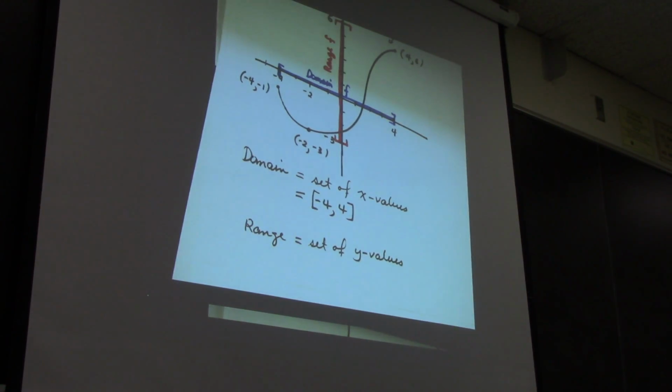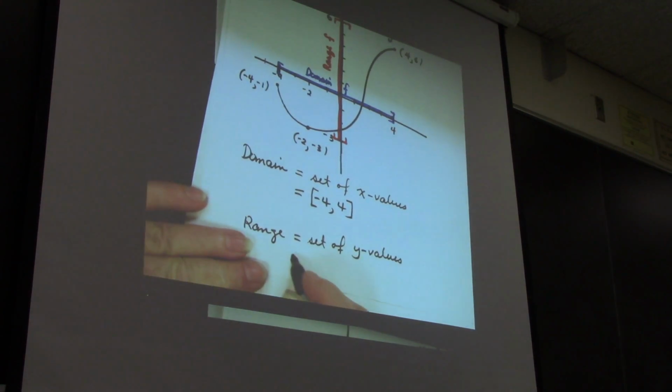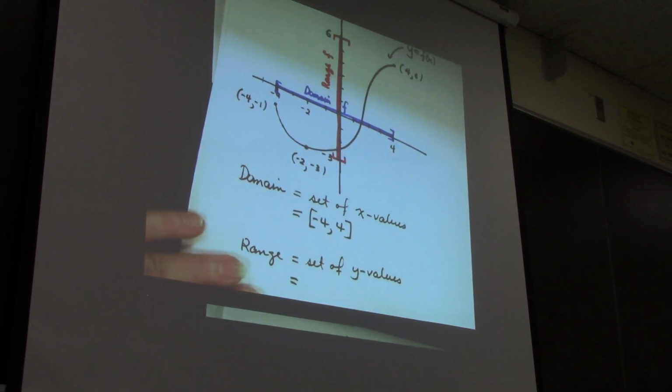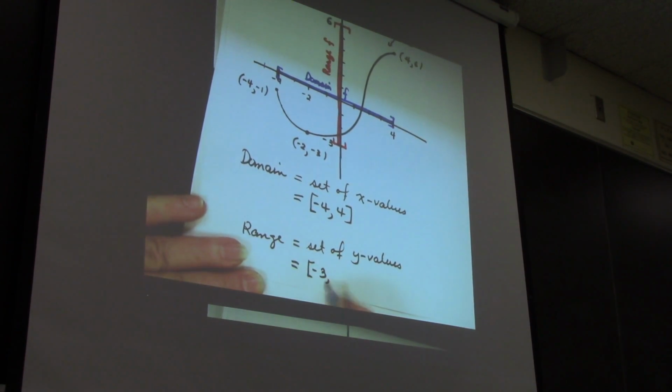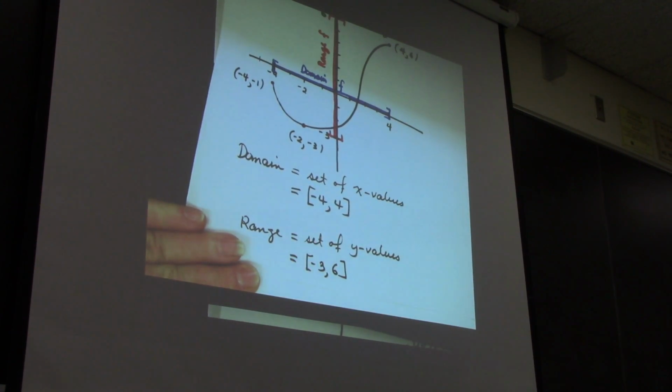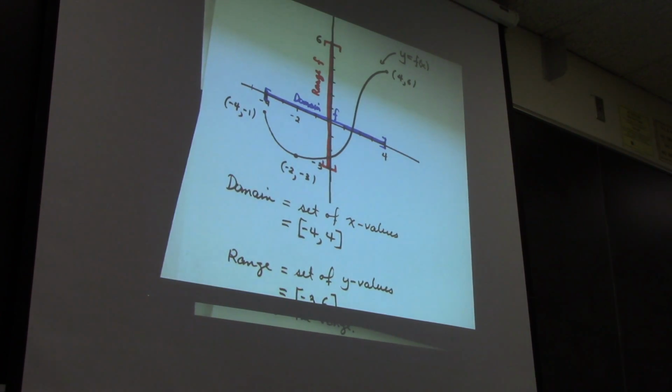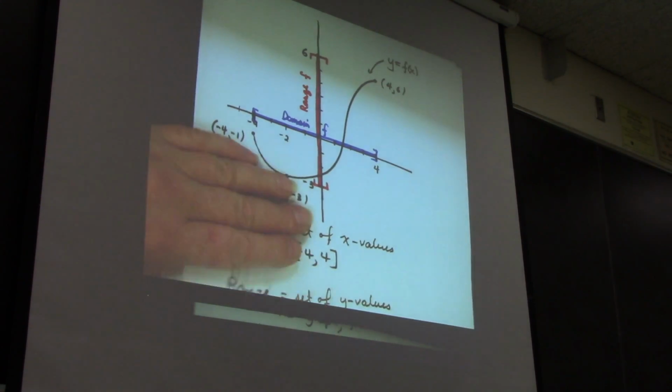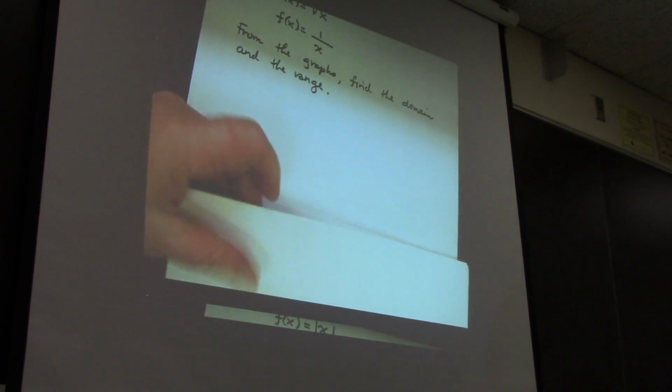Let's go ahead and write the range in interval notation. What is it? Bracket -3, 6 bracket. Now, it is a set of y values, that's understood, but we typically just write it in interval notation. I mean, you could write the set of all y such that y is between -3 and 6, but interval notation is fine. So if we have the graph of the function in front of us, we can find its domain and its range.